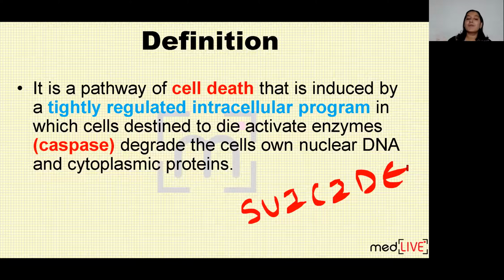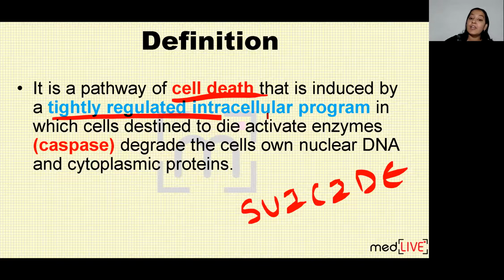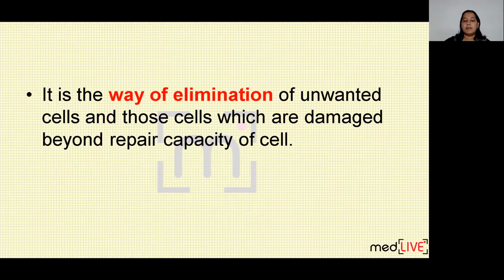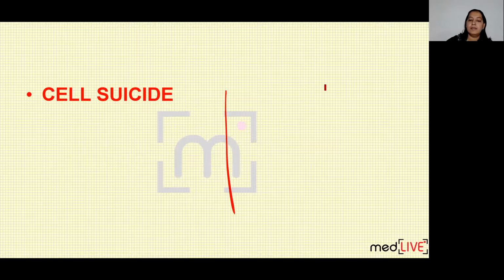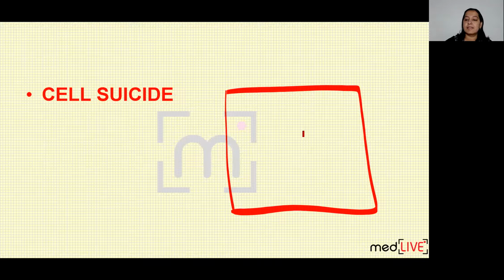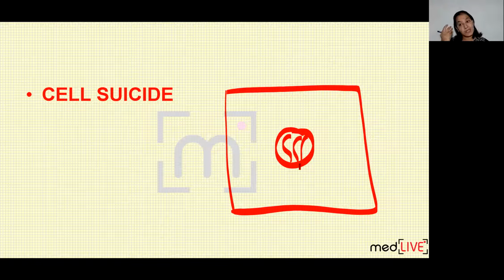So can I say apoptosis is a type of cell death? Of course, it is a type of cell death. It is a tightly regulated intracellular program. Now just suppose this is a cell. This is the nucleus of the cell, and this is the DNA inside the nucleus. If the DNA is damaged to such an extent that it can't be repaired, or if the DNA is normal, not damaged, but the cell has already performed its assigned function and is not required in the body anymore, then what happens?